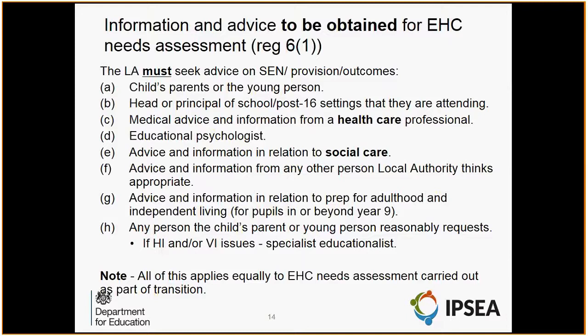G, advice and information in relation to preparation for adulthood and independent living, and this should happen for pupils in and beyond Year 9. And finally, H, any person the child's parent or young person reasonably requests. It's important to note that if the child or young person has hearing impairment or visual impairment issues, then information and advice from a specialist educationalist should also be obtained. All of this applies equally to EHC needs assessments that are carried out as part of the transition from statement to EHC plan.